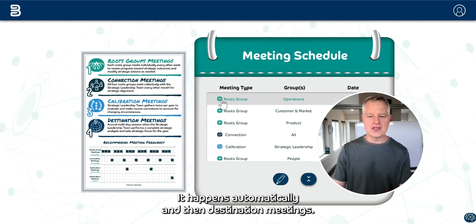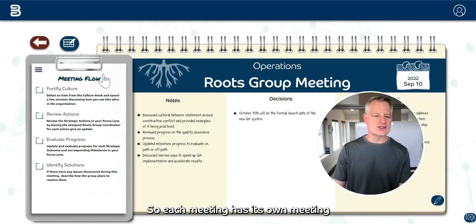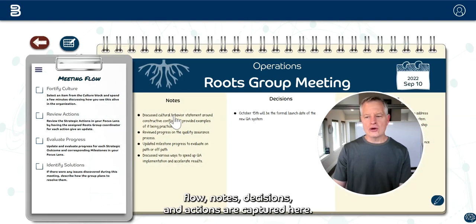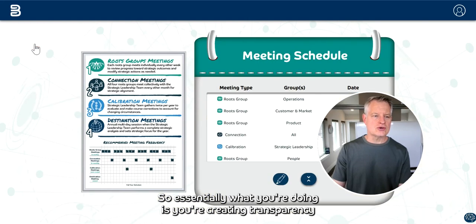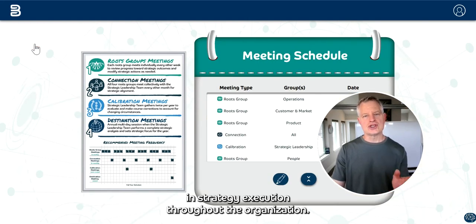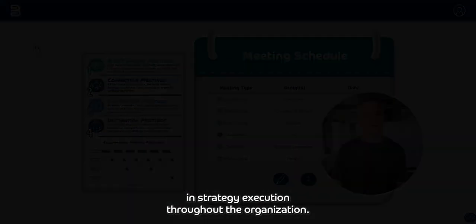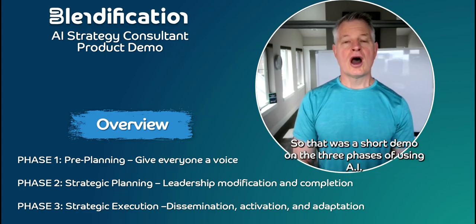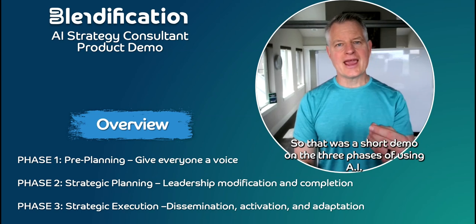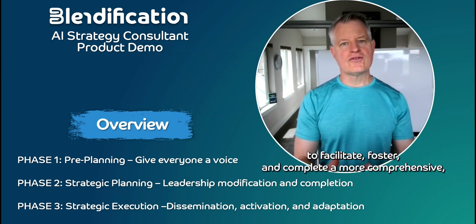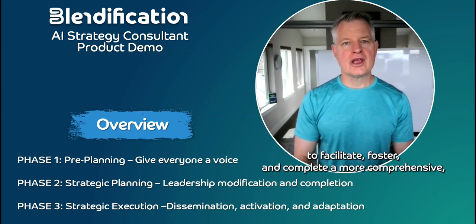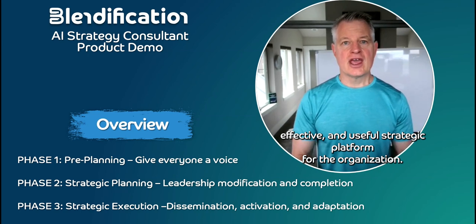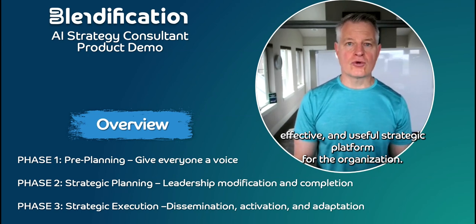And then destination meetings. So each meeting has its own meeting flow. Notes, decisions, and actions are captured here. So essentially what you're doing is you're creating transparency in strategy execution throughout the organization. So that was a short demo on the 3 phases of using AI to facilitate, foster, and complete a more comprehensive, effective, and useful strategic platform for the organization.